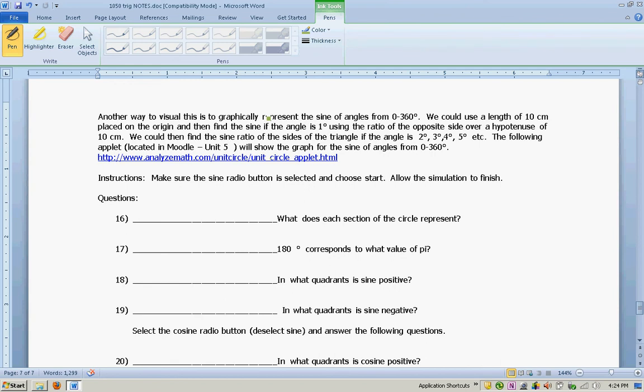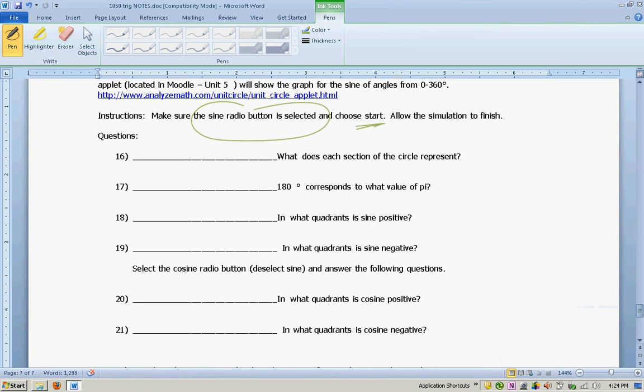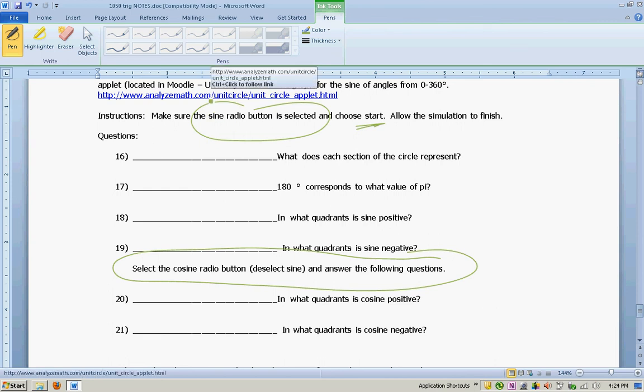So follow the instructions. Make sure that the sine radio button is selected before you choose start. Allow the simulation to finish, and then answer the following questions. And then after you've completed that with sine, I want you to answer that with cosine. That should give you an idea of why the sine and cosine values are positive or negative in each of the quadrants as well. So that's it for today.